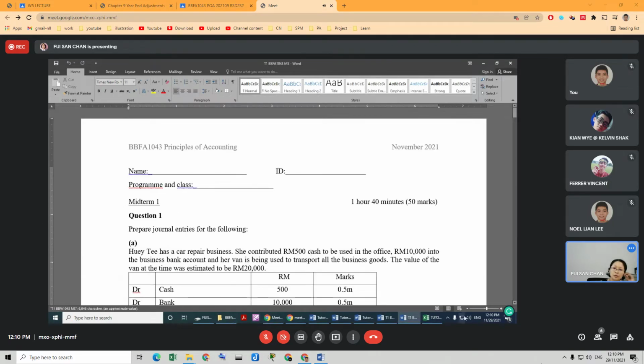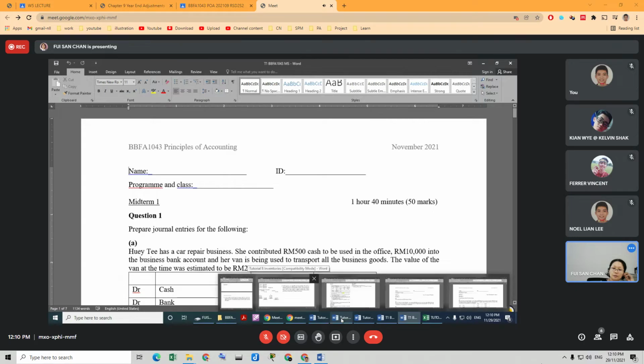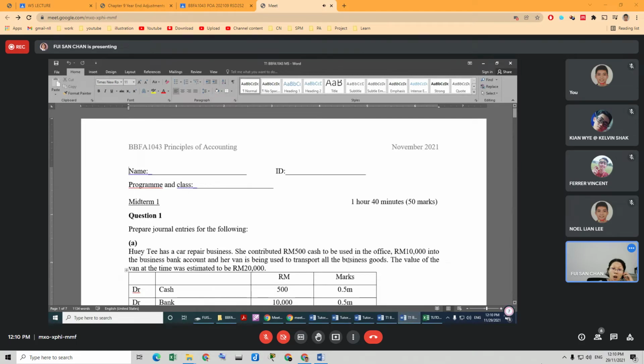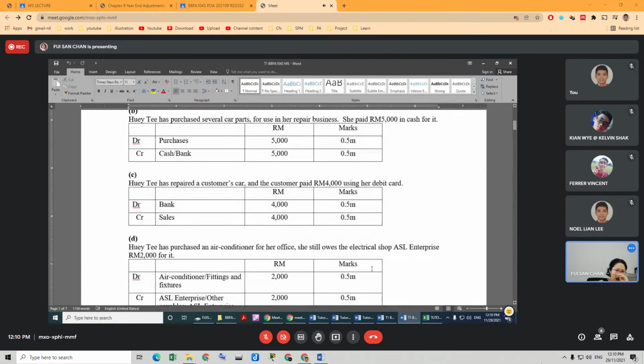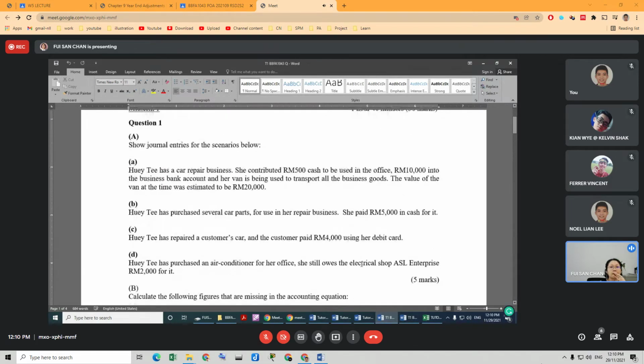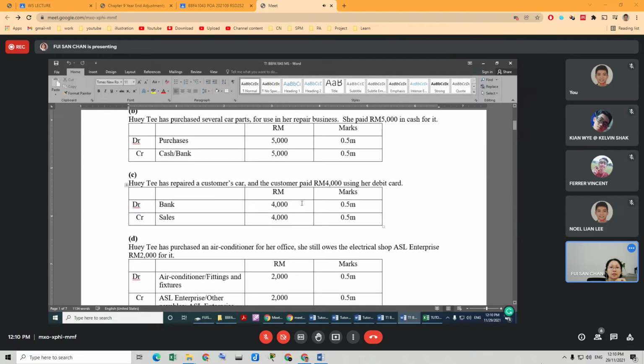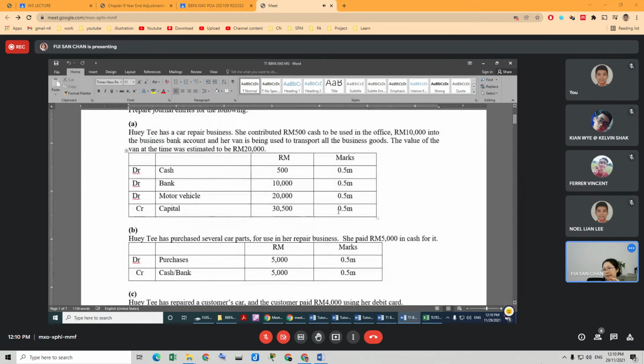All right, here's the answer and here's the question. Now, show journal entry. This one is actually show journal entry, right? Debit, credit. Show journal entry meaning your answer is like this. Kelvin, you see this journal entry? I like this only. Why is your answer so complicated? Now you see why you answered like this.